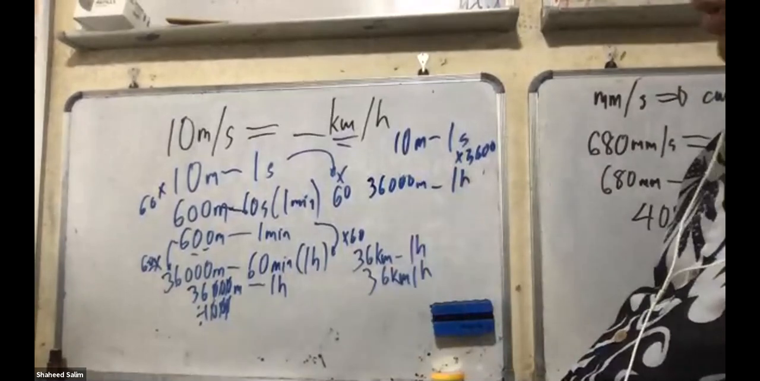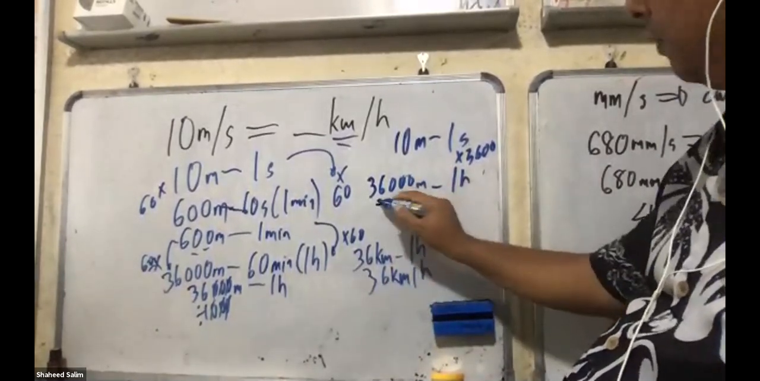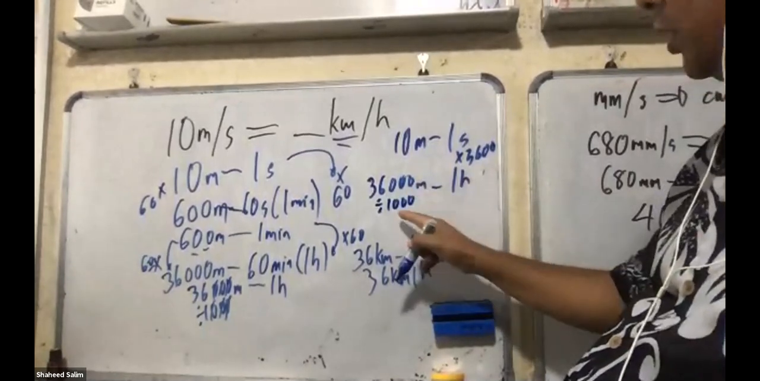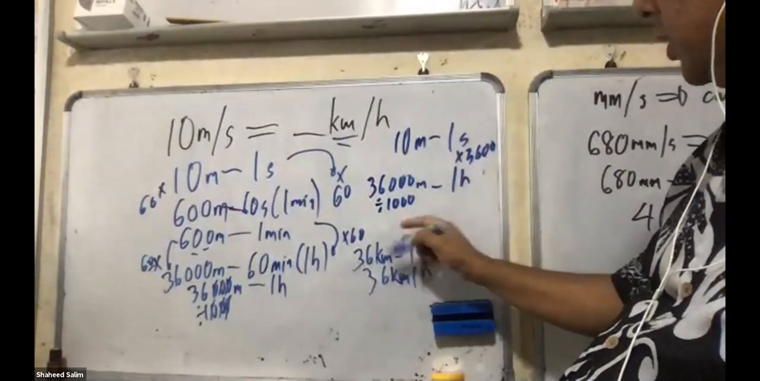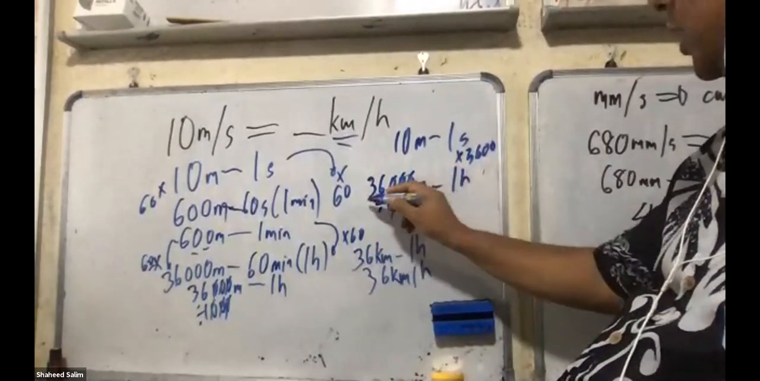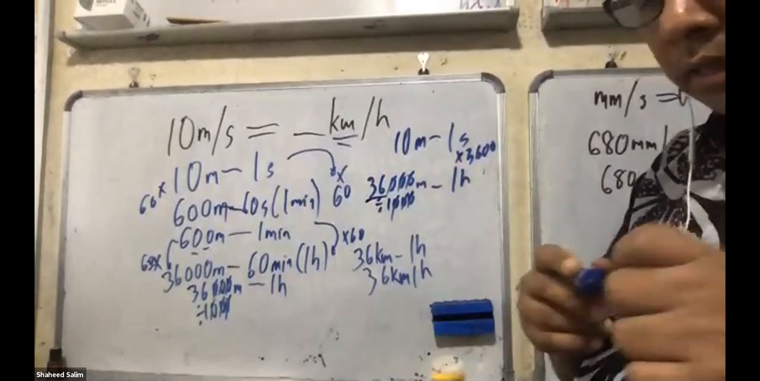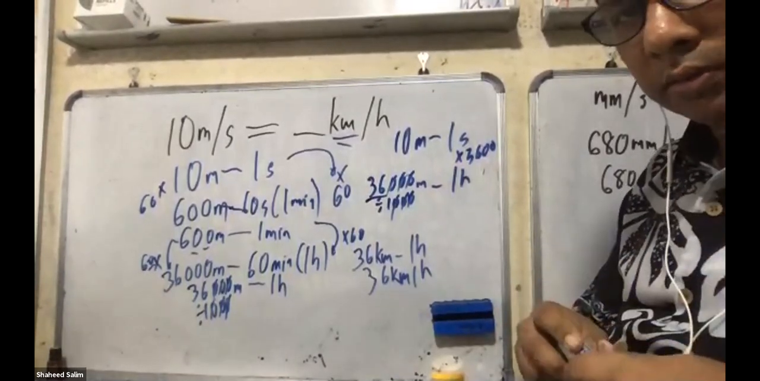Same thing. Then, but you want to change this to km. Divide by 1,000. Why divide by 1,000? 1 kilometer, that's 1,000 meters. 1, 2, 3, 1, 2, 3. You cancel, you get 36 km in 1 hour. Same thing. Okay, are you confused?